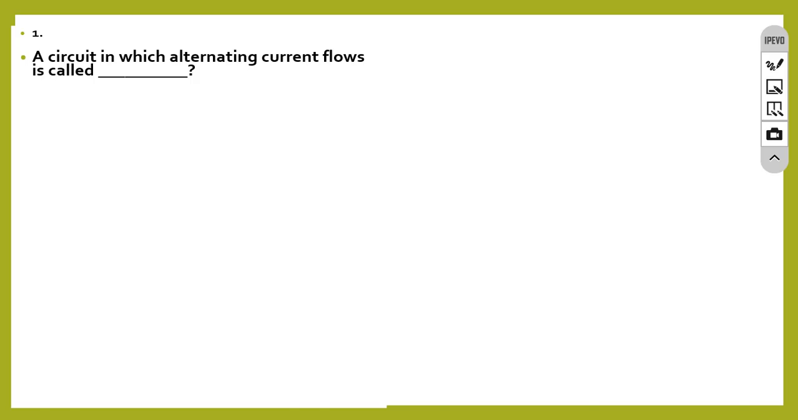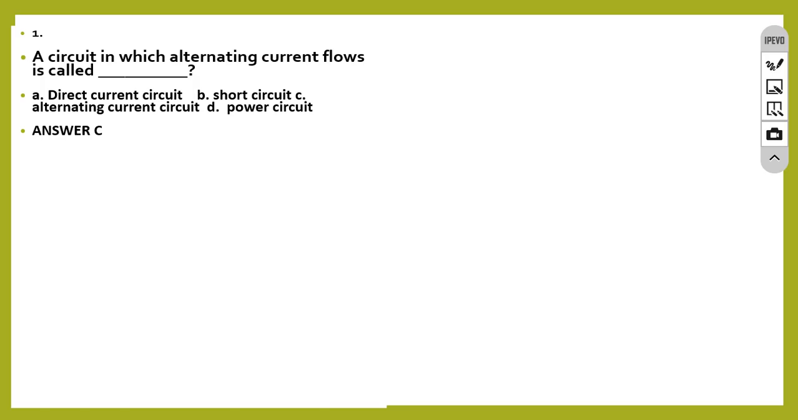Let's consider the following examples. This one says, a circuit in which alternating current flows is called A. Direct current circuit, B. Short circuit, C. Alternating current circuit, D. Power circuit. The correct answer to that option is option C. Alternating current circuit.